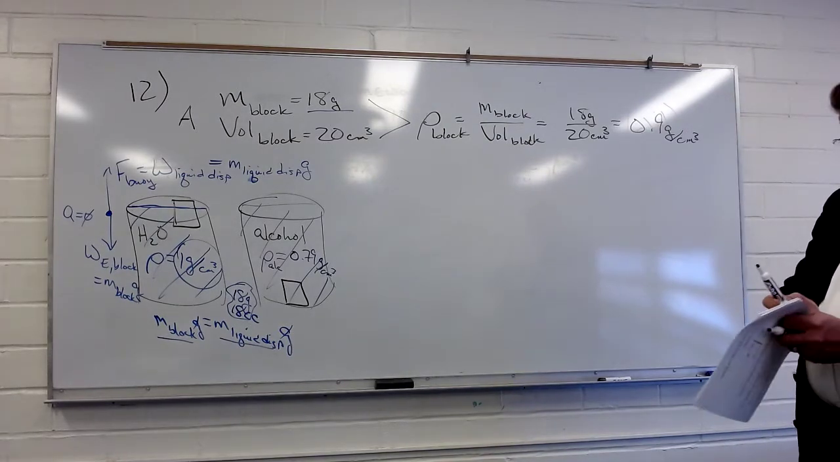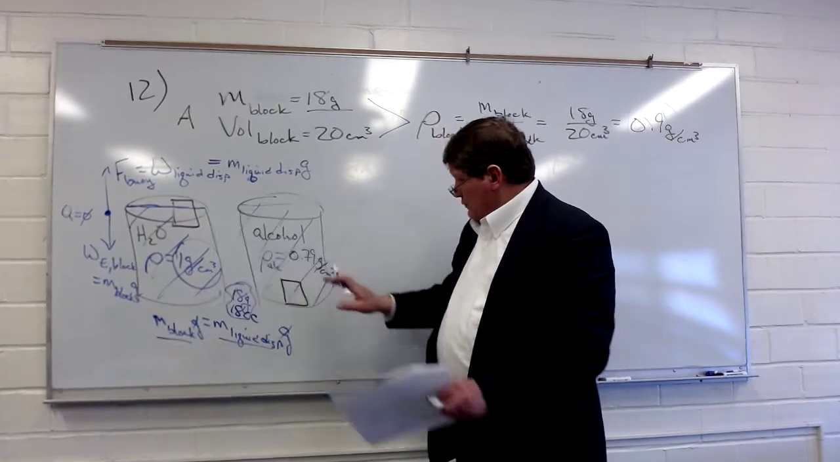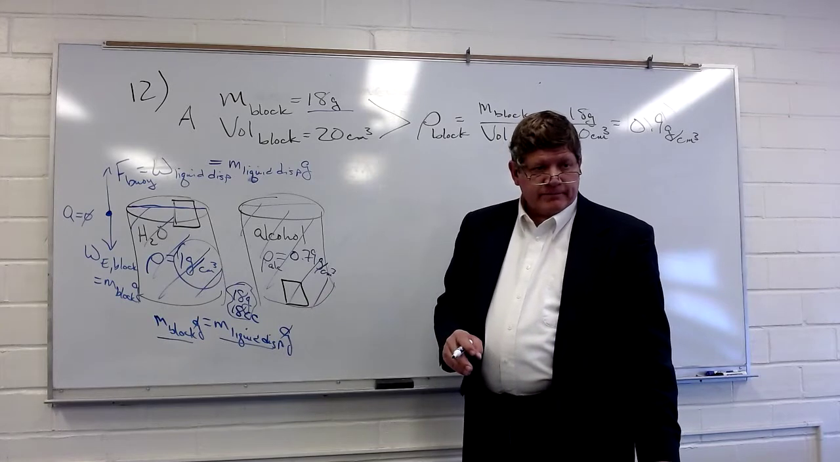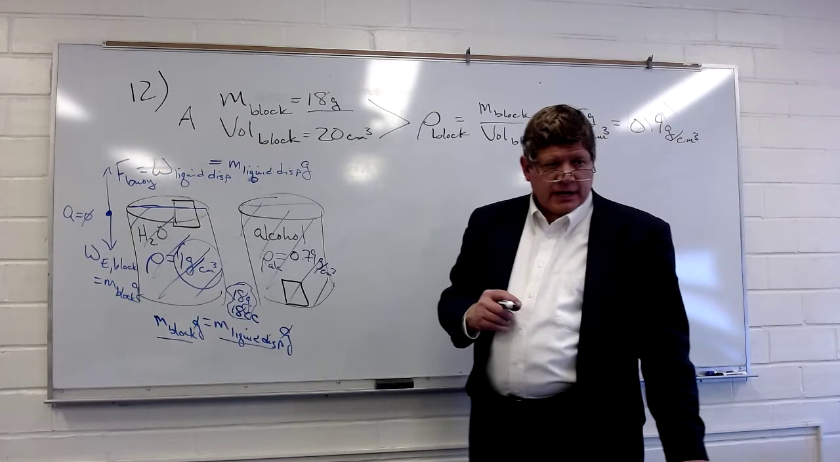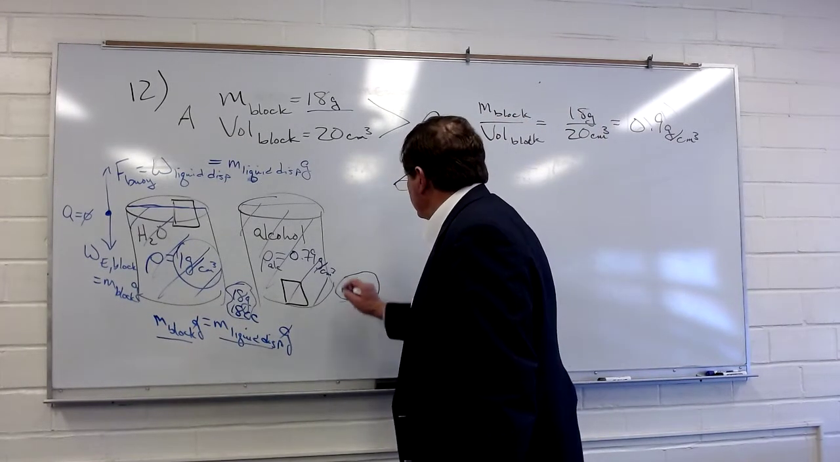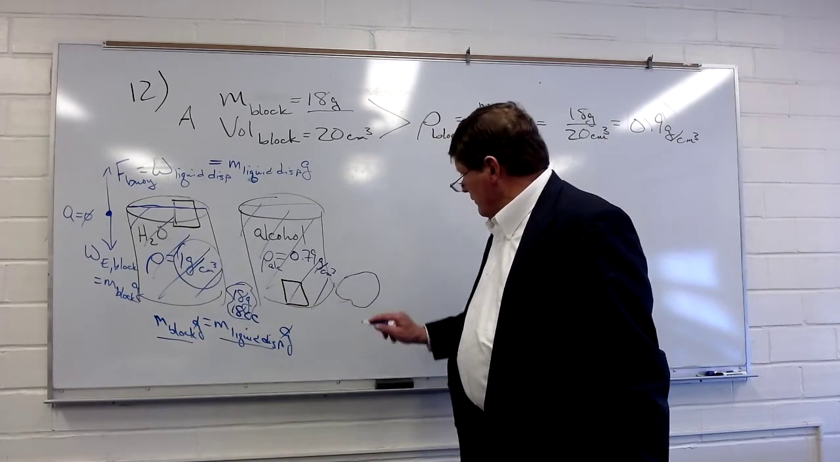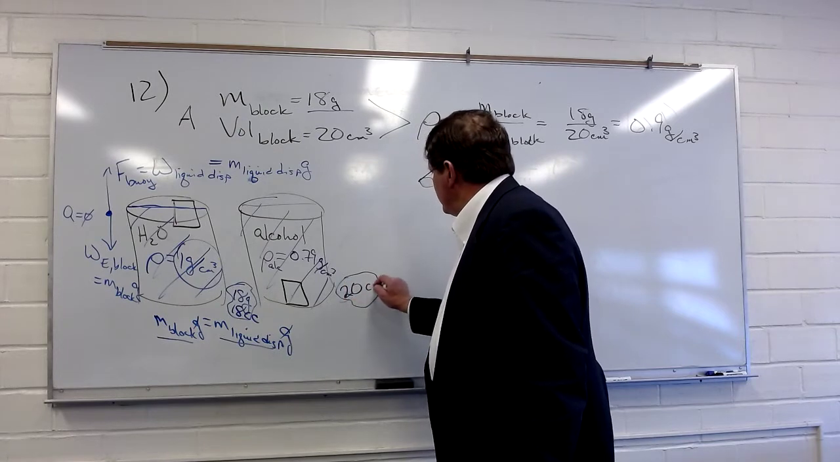Now in the alcohol, the block actually is submerged. And so that means where the block is now, alcohol used to be. The whole volume of that block is pushing alcohol out of the way. So my puddle of alcohol here is going to be equal to the volume of the block, or 20 cc's.